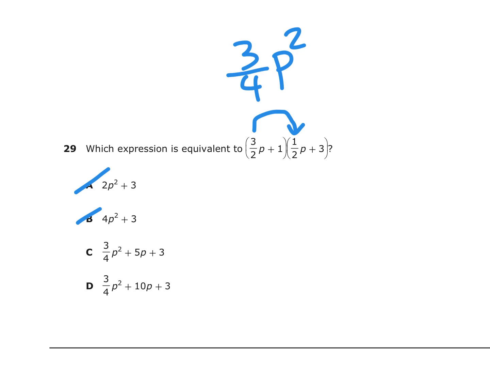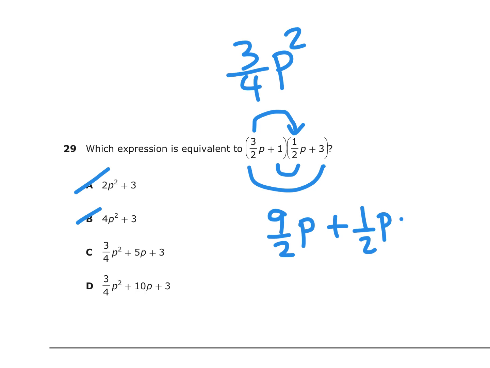And then if you multiply 1 times 3, the last with the last, they both have 3. So it's going to come down to the outer and the inner. So for the outer, we have 3/2 times 3, that's 9/2 p, plus 1 times 1/2, that's 1/2. 9/2 plus 1/2 is 10/2, which is actually 5p. So we need 5p for the middle term. So the answer is C for number 29.